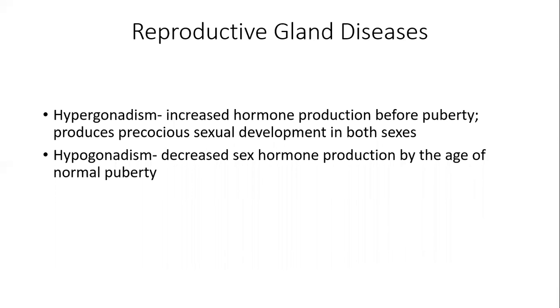Reproductive gland diseases. Hypergonadism is increased hormone production before puberty. It produces precocious sexual development in both sexes. Hypogonadism is decreased sex hormone production by the age of normal puberty.